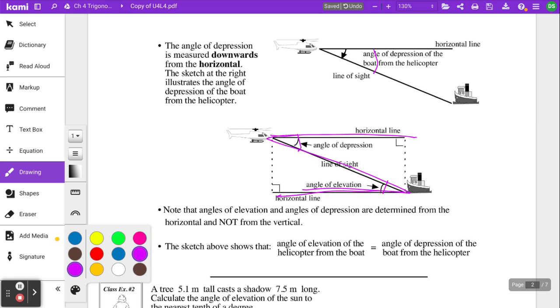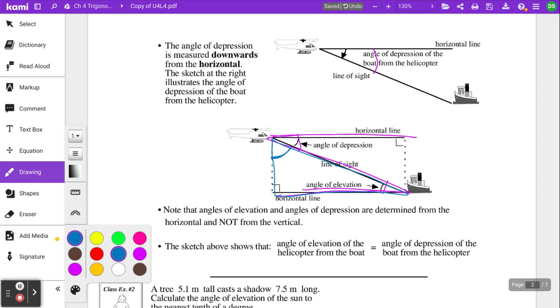But let me tell you where the angle of depression is not. Ready? This is what everybody does. They draw this blue triangle, and then they say the angle of depression from the helicopter to the boat, and guess where they draw it? Right here. Like, no, failure, right there, ding, fail.